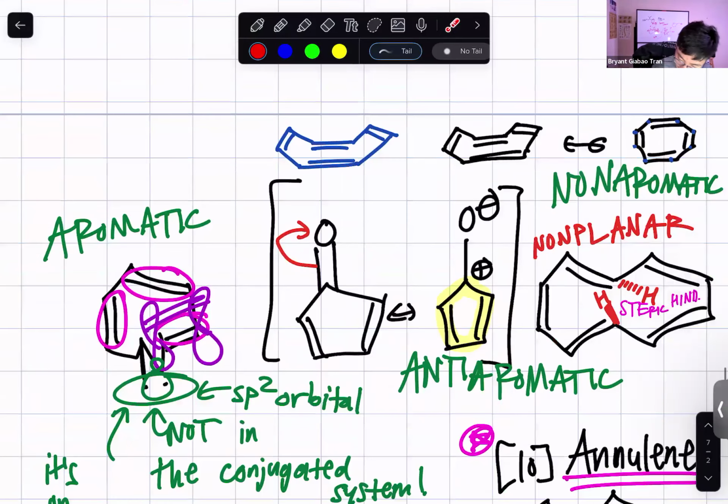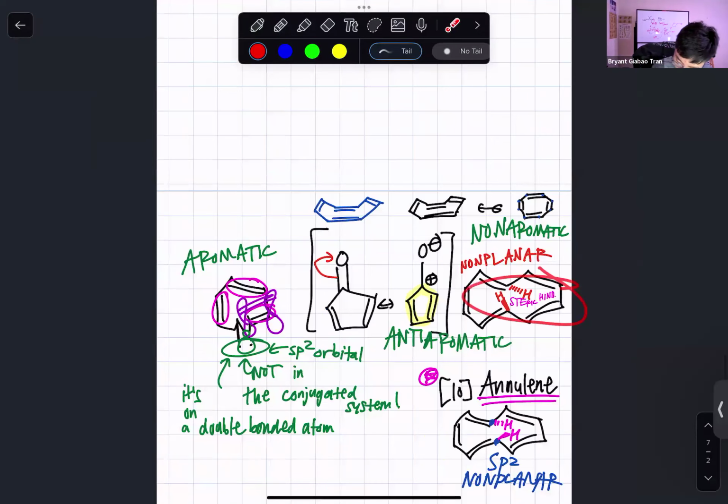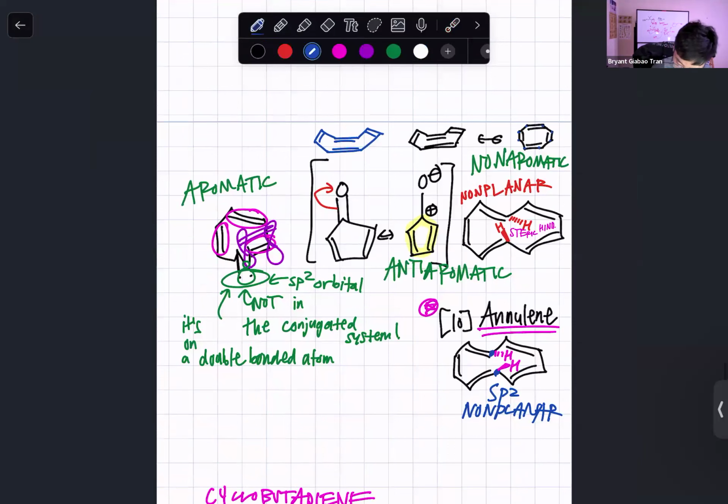So yeah, the weirdest example is probably the non-planar rings. So this is weird example A, weird example B, weird example C. A is when the pair of electrons is on a double bonded atom. B is when you have a carbonyl. And then C is the weirdest one, the non-planar rings.